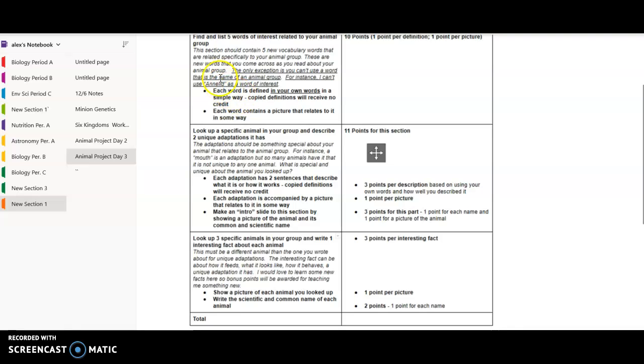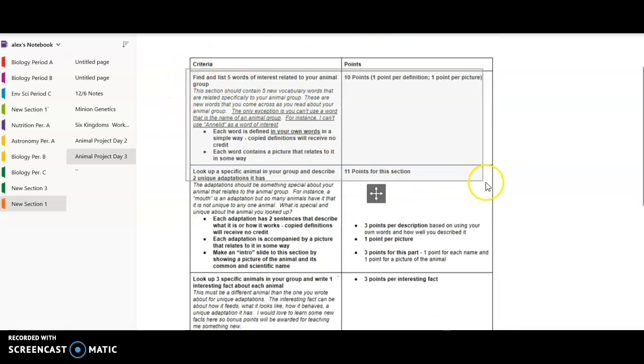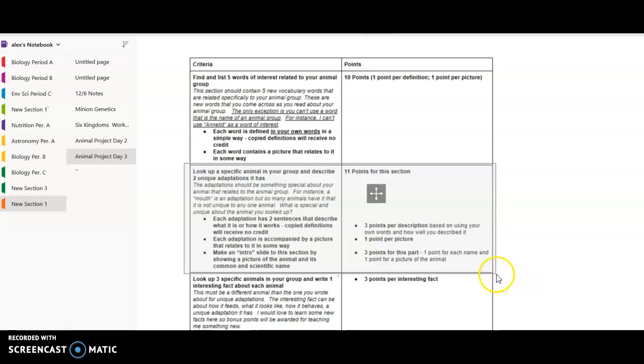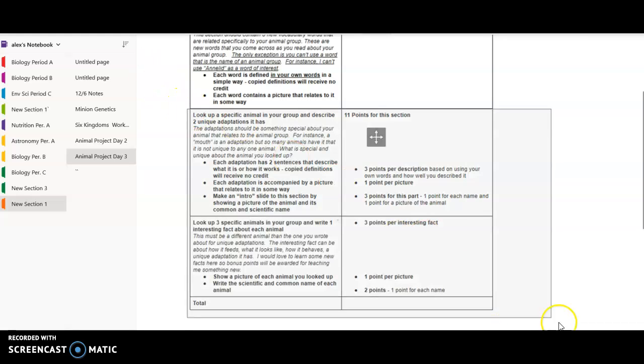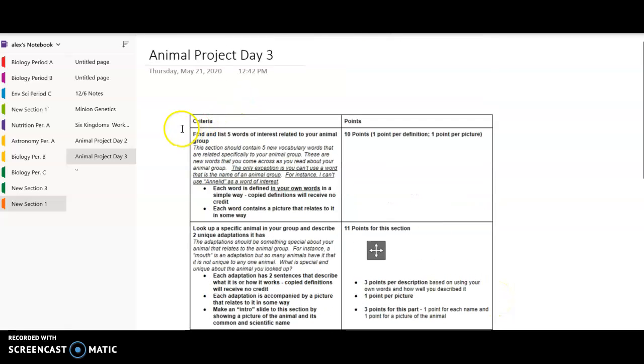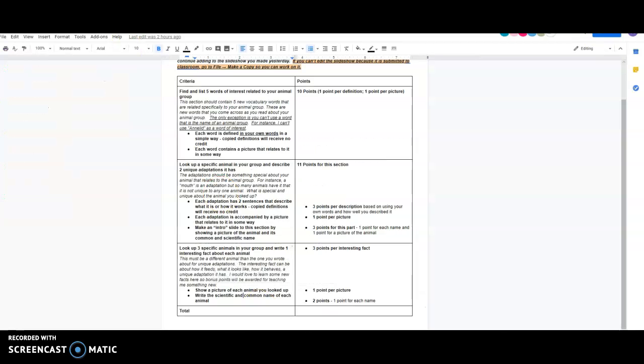So what I did is I skipped this part, okay? I did this part as I did the other 2 parts. So I looked up an animal and its adaptations, and then I looked up other specific animals. And as I was reading about these 2 parts, I found vocab terms that I could use for this part. Okay, so you're going to be doing this all in one big chunk today. I was jumping around a lot when I did mine.